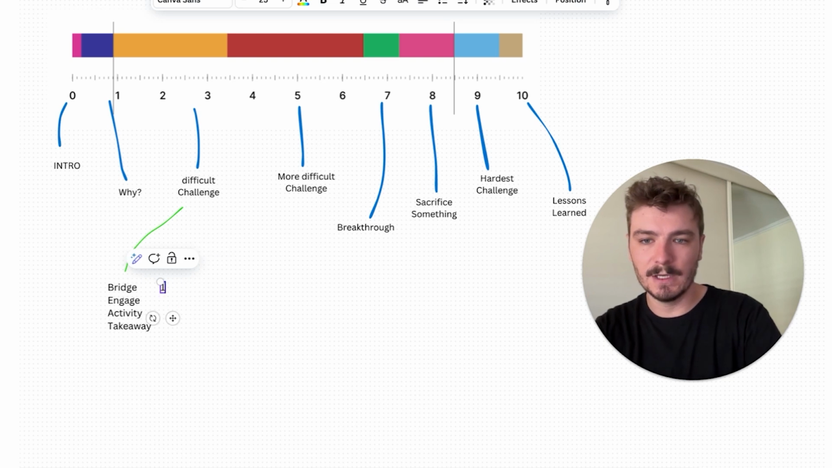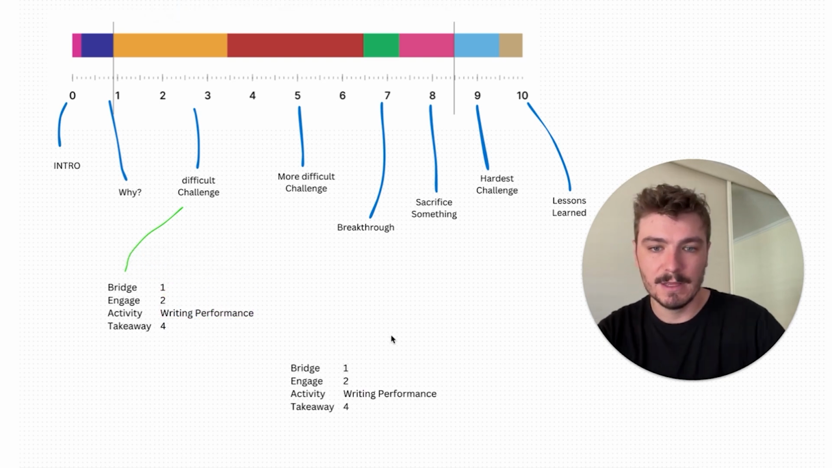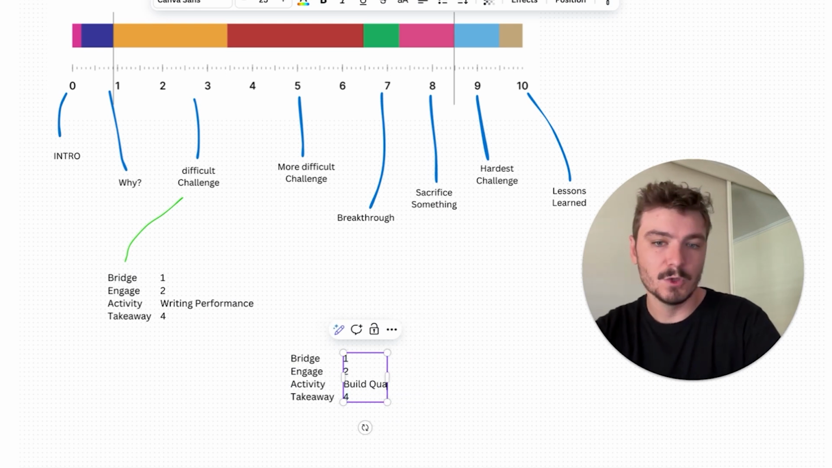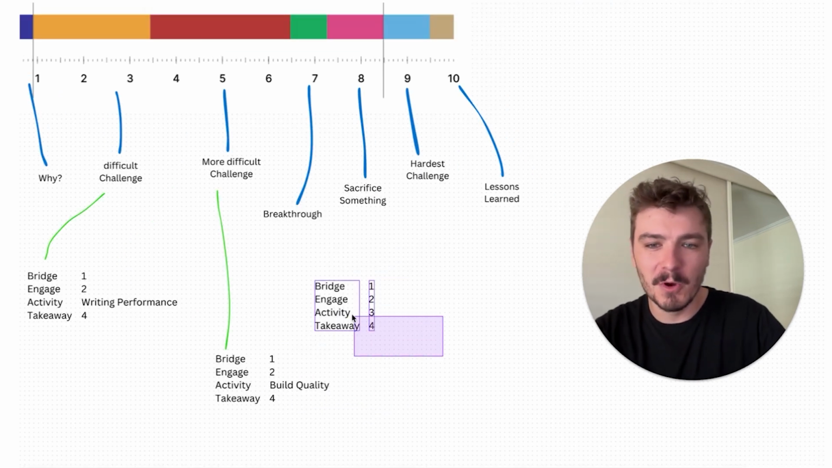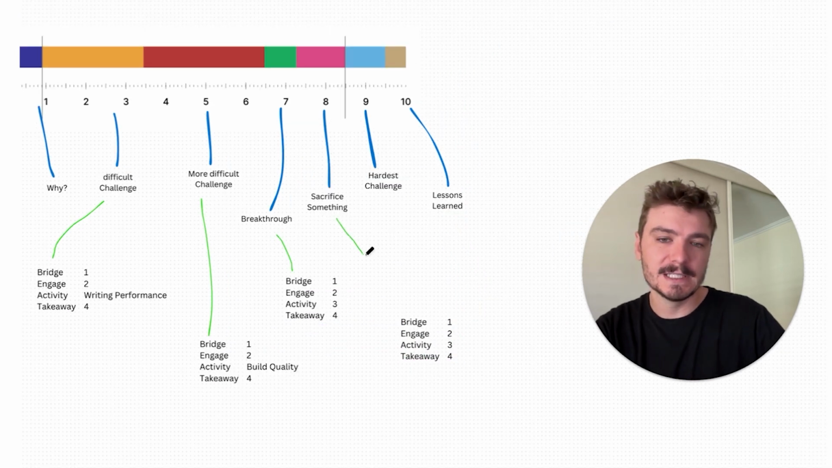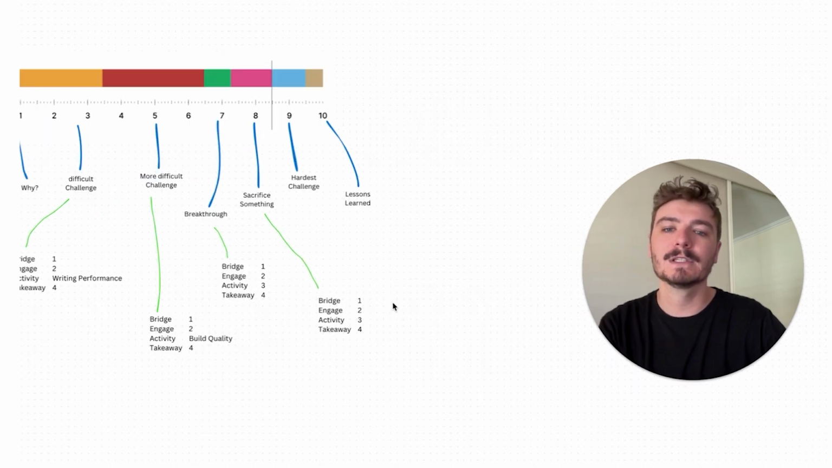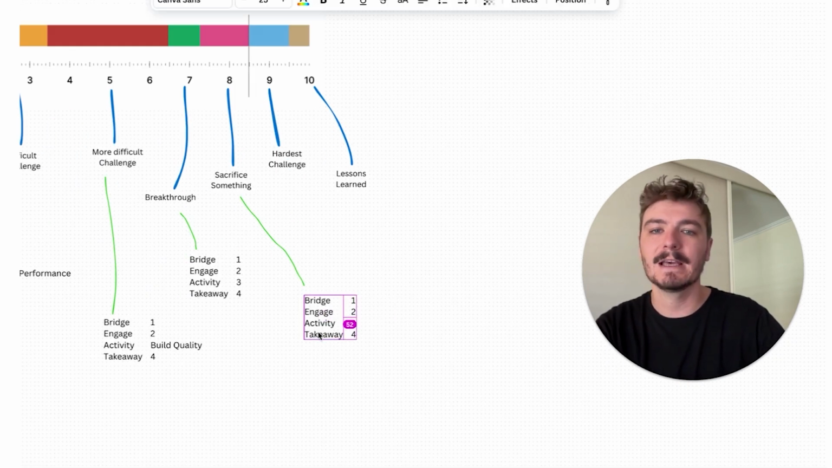So I think I'll do writing performance. So what I'm going to do here is 1, 2, and then here, the activity is writing performance. Then the more difficult challenge, build quality. Then I need here like an emotional breakthrough. I don't know what that's going to be. I'll leave that. Then I need to sacrifice something, probably realizing that the more money you spend, the better the pen will be. But I'll have to sacrifice some stuff in order to get a budget-friendly pen.